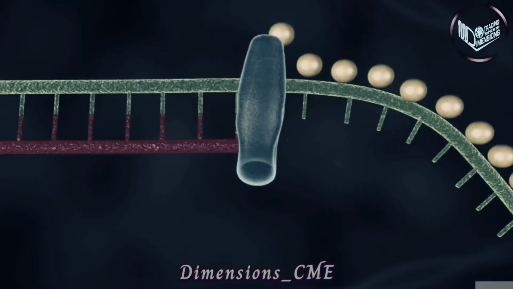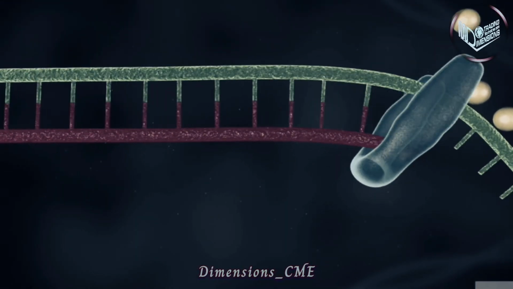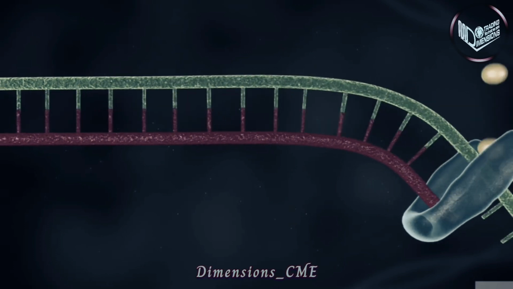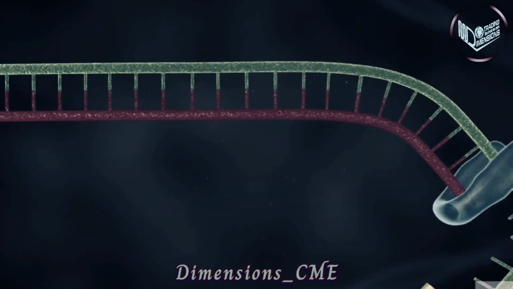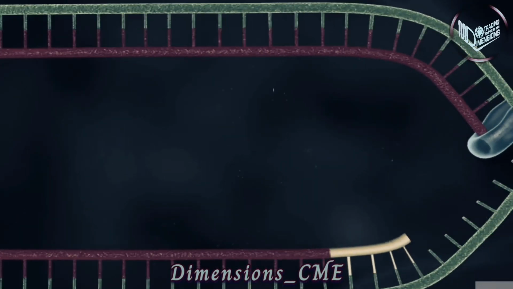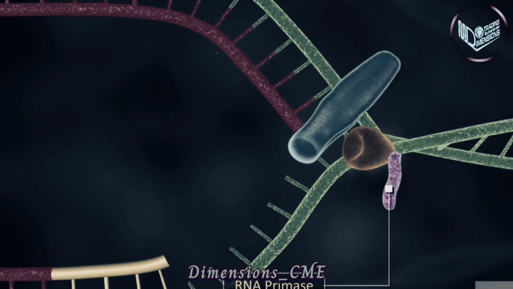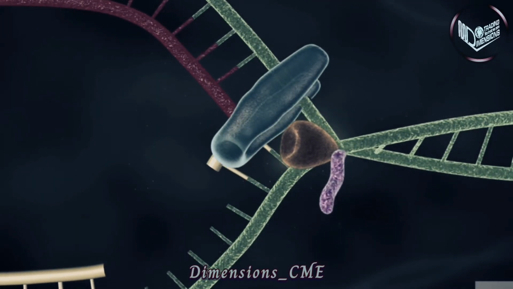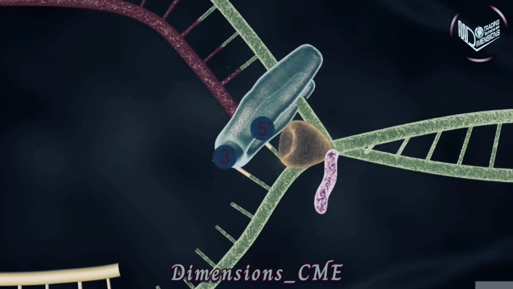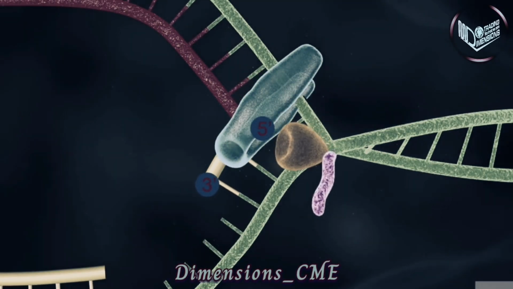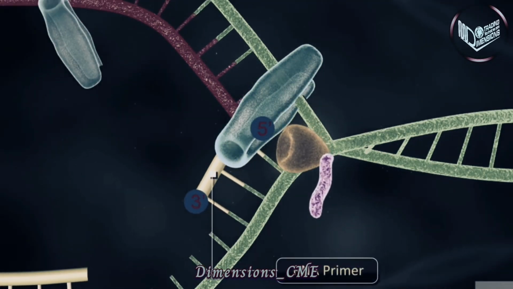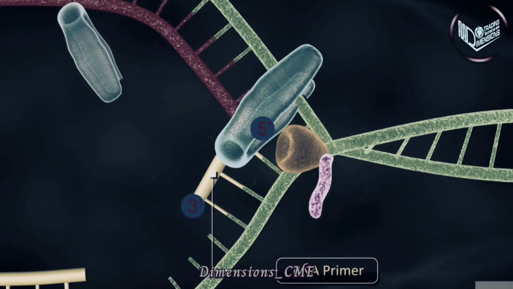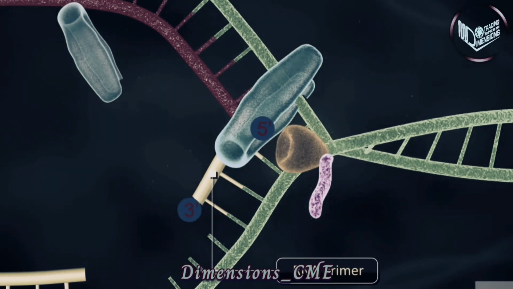But DNA polymerase can add DNA nucleotides only to a pre-existing chain of nucleotides. Therefore replication really begins when an enzyme called RNA primase assembles a small strand of RNA called RNA primer at the origin. The RNA primer is a short stretch of RNA nucleotides which are complementary to a small section of the initial sequence of DNA strand.